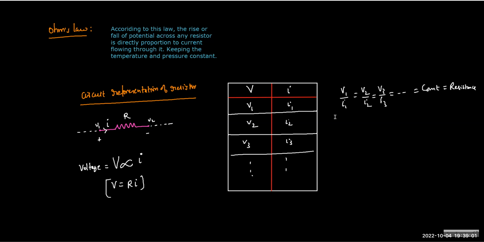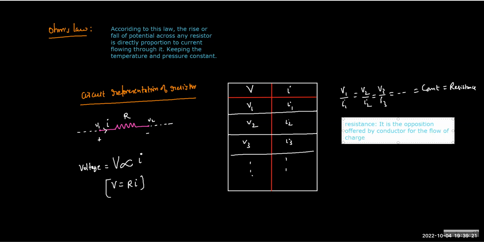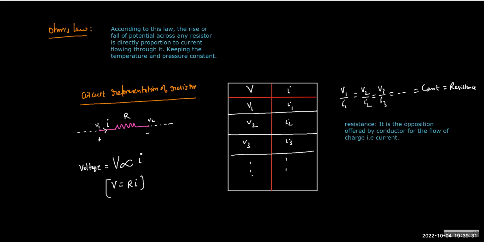Even though, quickly I'll mention. So what is resistance? It is the opposition offered by the conductor for the flow of charge. That is correct. Okay. So anyway, a pretty simple definition.